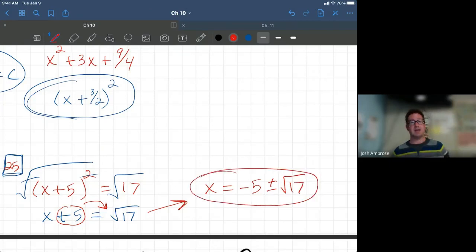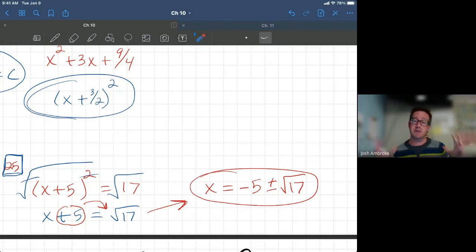Now don't forget, why do we do the plus or minus right here? We do the plus or minus because whatever the square root of 17 is, and trust me, it's not a nice number, you still have to represent both the positive and the negative version of that.